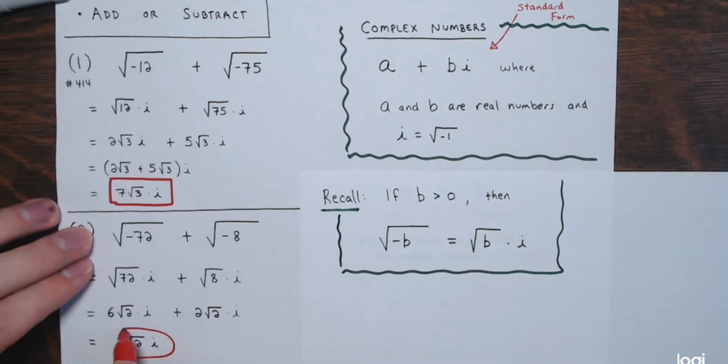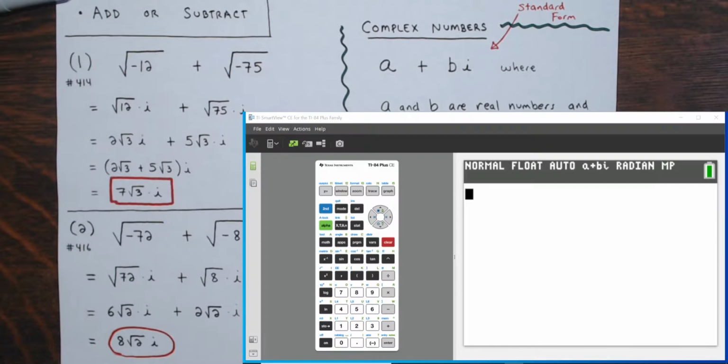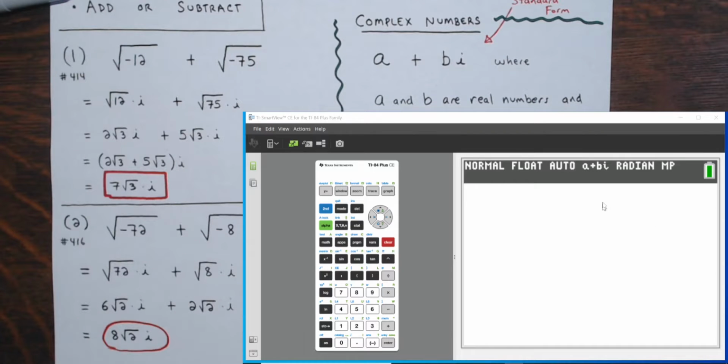All right, and once again, let's check it out. I'm going to pull that calculator back up. I'm going to enter the original expression, right? Make sure I'm in this A plus Bi mode and not real mode. And I'll put in the square root of negative 72, then plus the square root of negative 8.